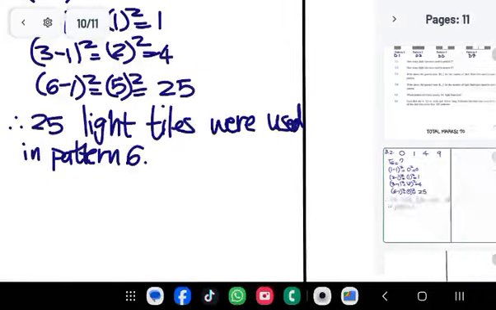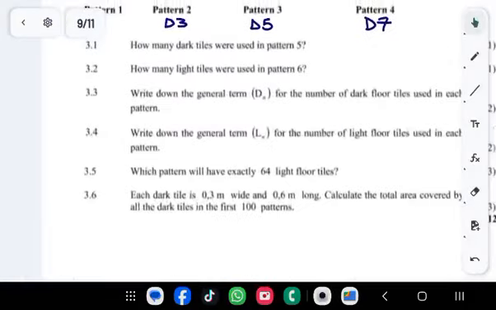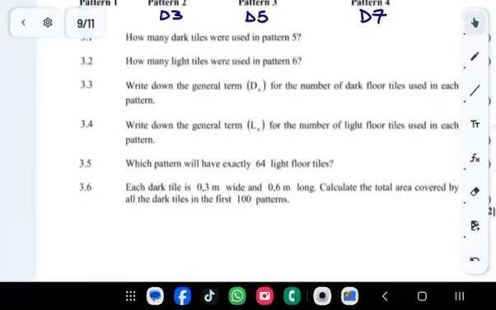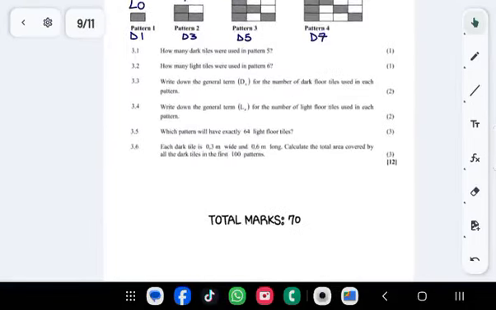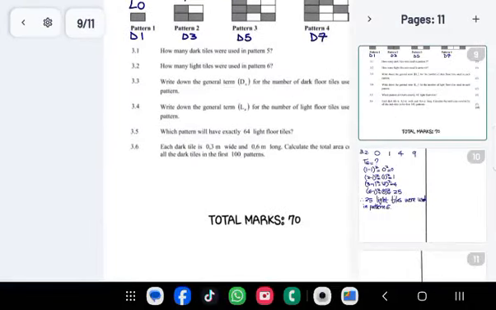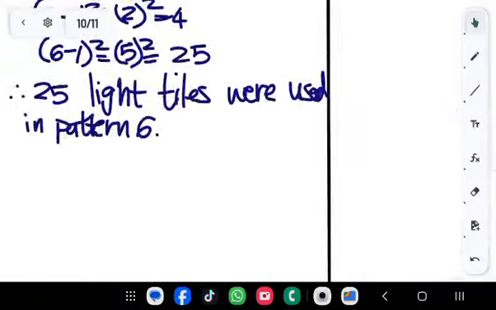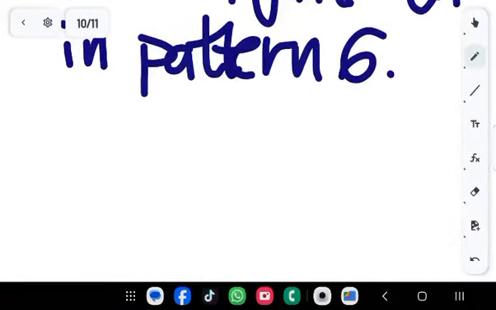All right, next question, 3.3. Write down the general term, Dn, of the number of dark floor tiles used in each pattern. So we're looking for the general term of the dark tiles.